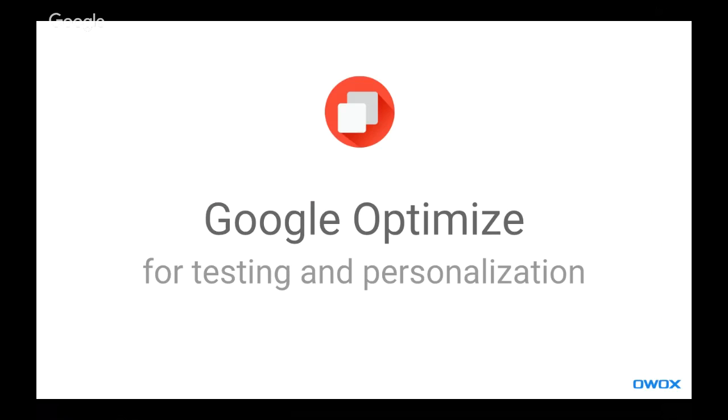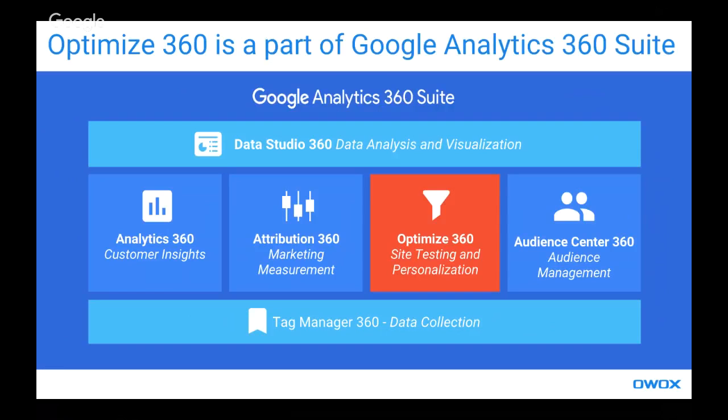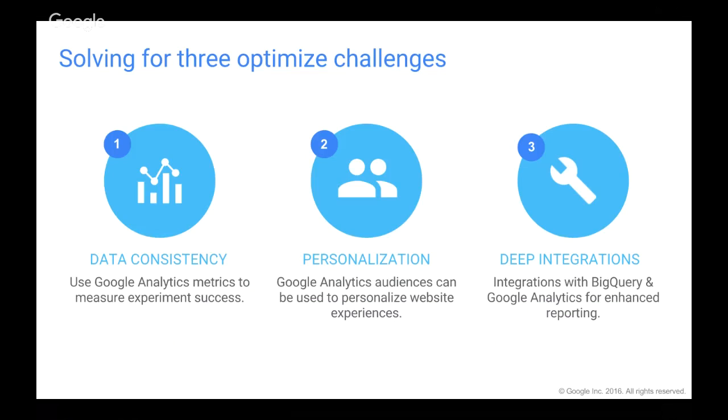So let's get back to Google Optimize and how you can use it. First of all, a brief introduction. Optimize 360 is a part of the Google Analytics 360 suite, and it has a connection with other products in that tool that gives you a lot of options. So the main advantage of this tool is, first, data consistency.